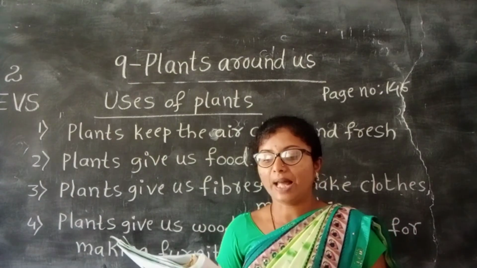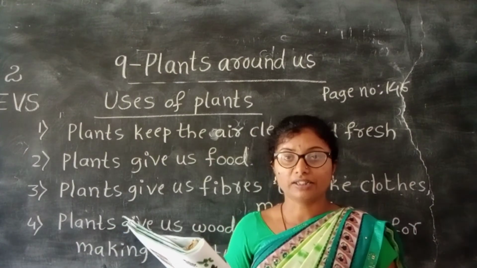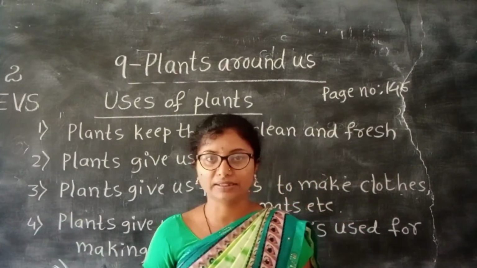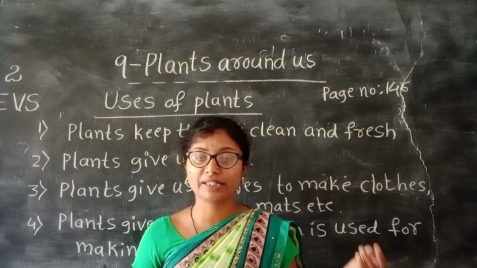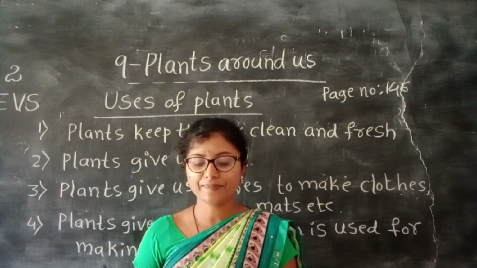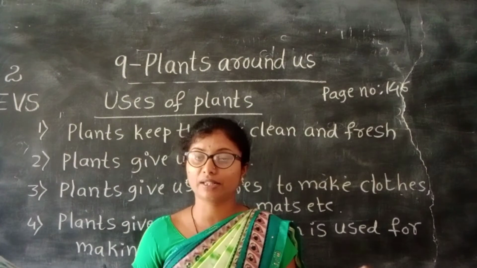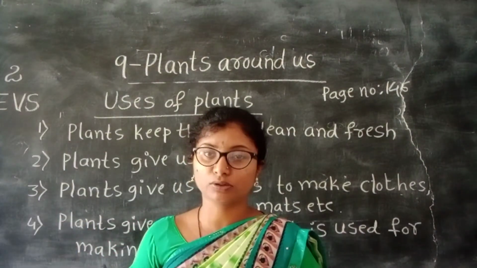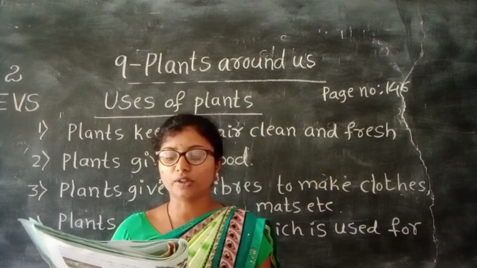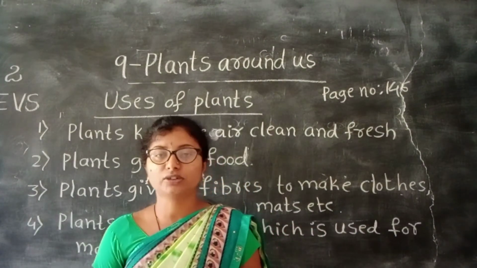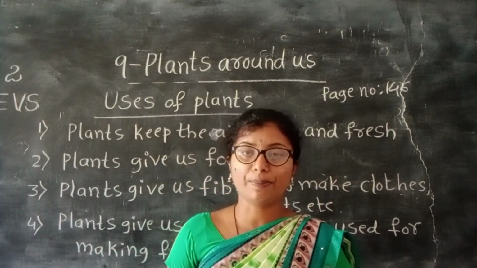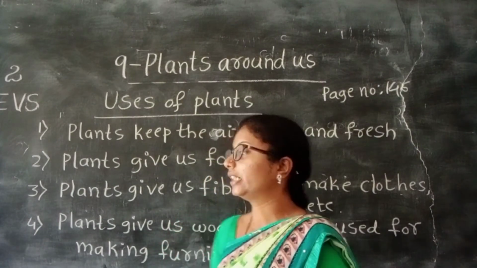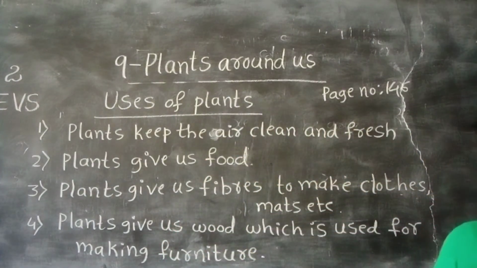Next, plants also give us tea powder, coffee powder and sugar, okay? Then plants give us paper, rubber and gums. With the help of plants, we can make books and papers, okay? Next, we also get medicine from plants. So plants are very important for all living things. Is it clear? Children, take down these uses in your book.